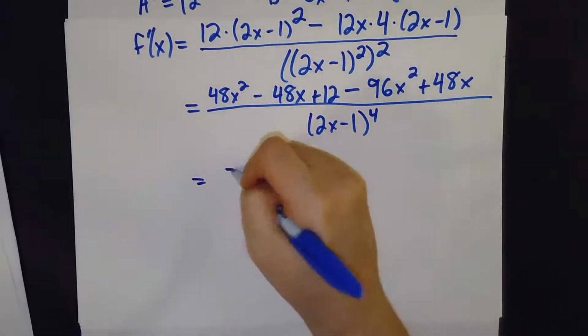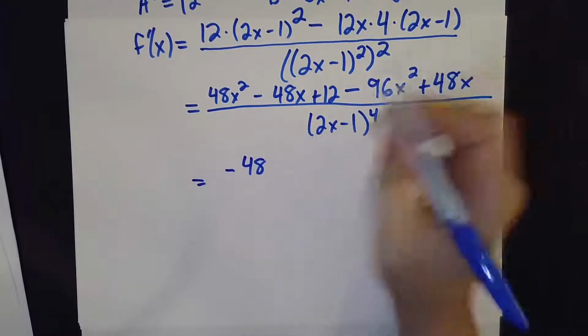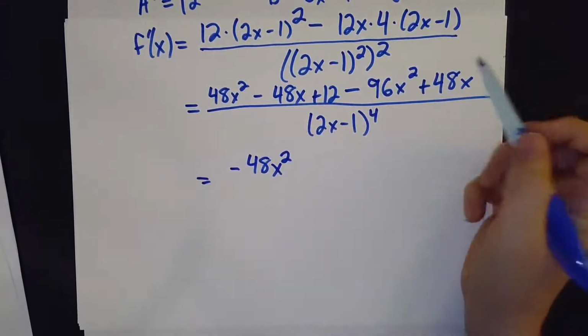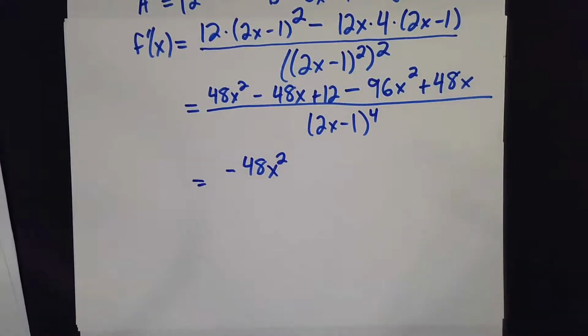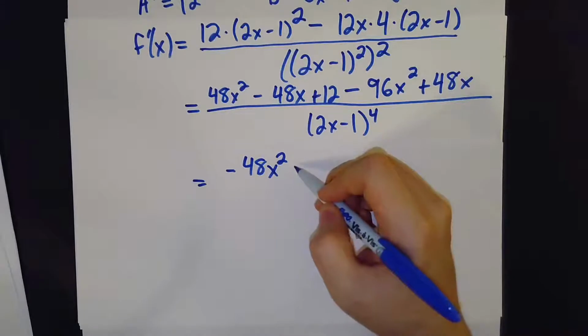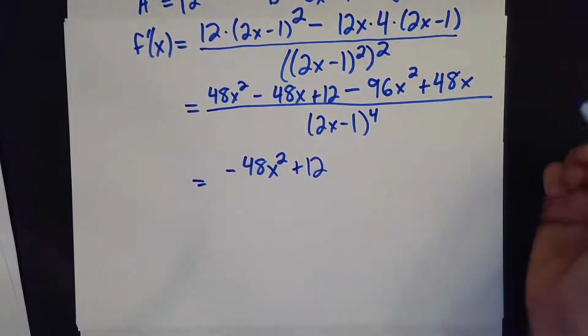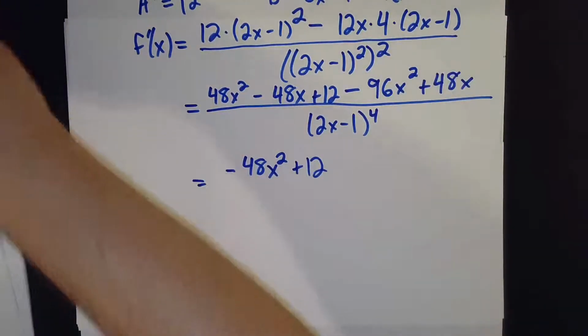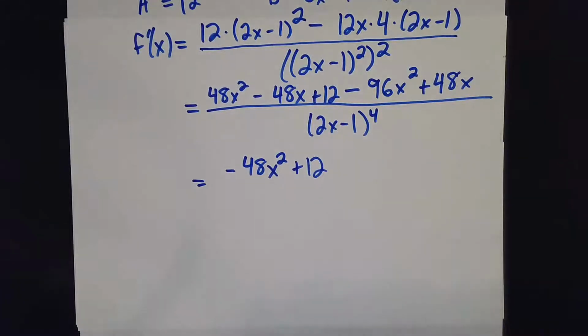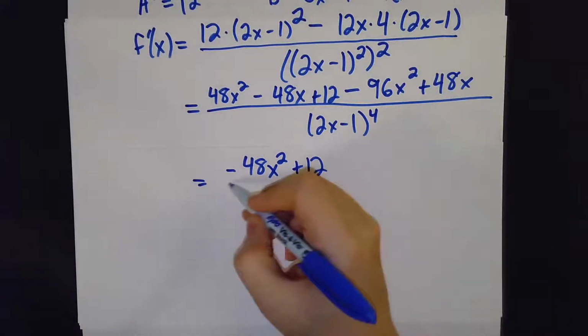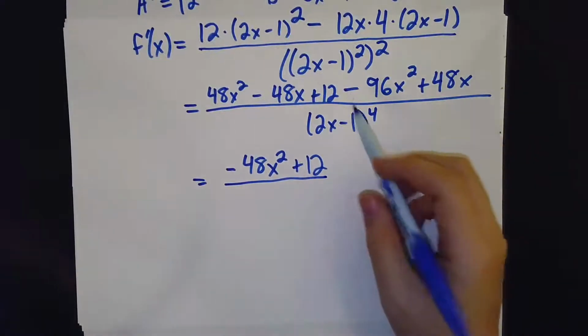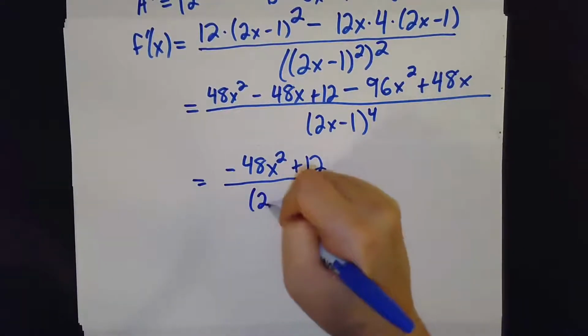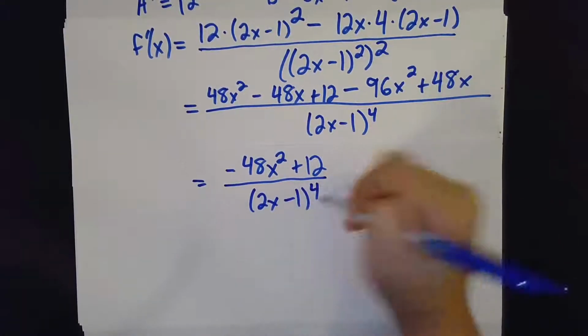Okay, which is going to be minus 48x squared plus 12? What did I do wrong here? I feel like I did something wrong. I'm going to cheat and look at my sheet so that you don't have to watch me do this. Oh, no, it's right. Never mind. Sorry. Divided by (2x minus 1) to the 4th power.